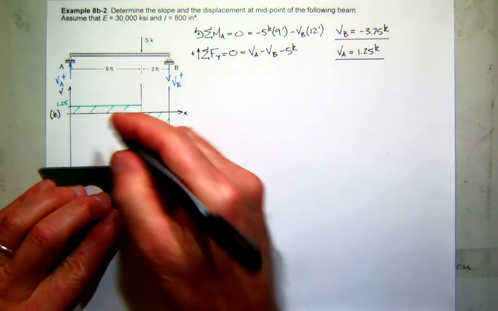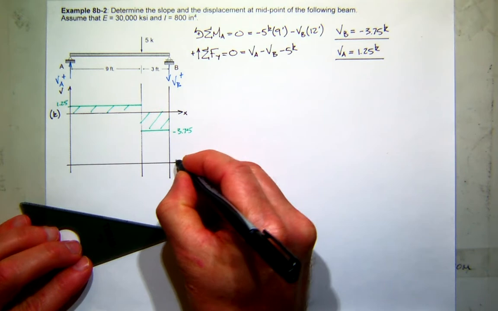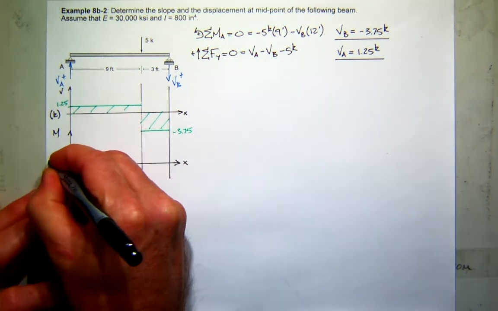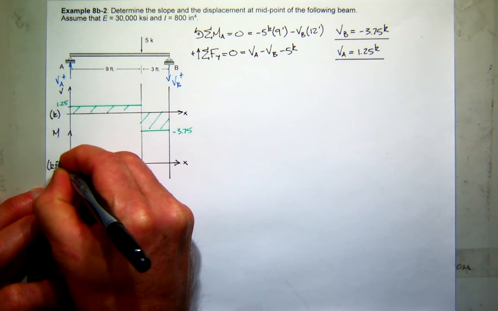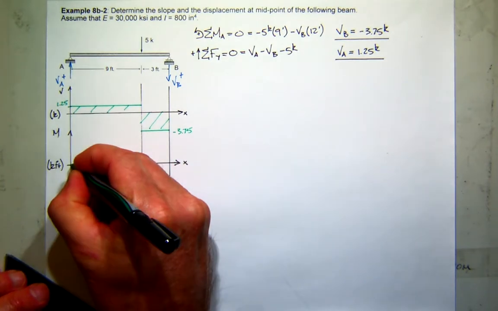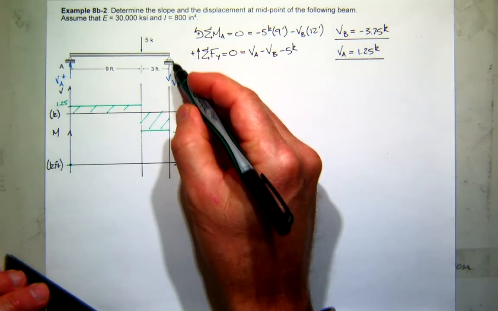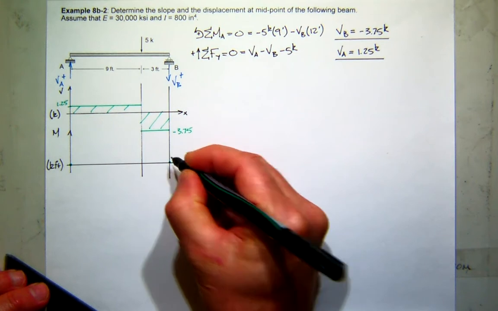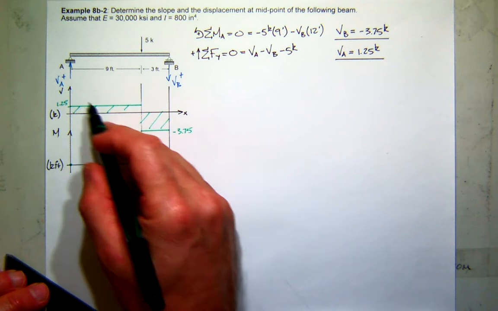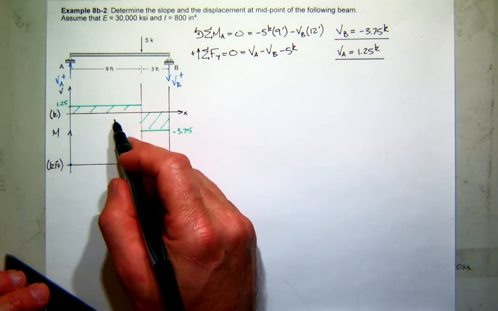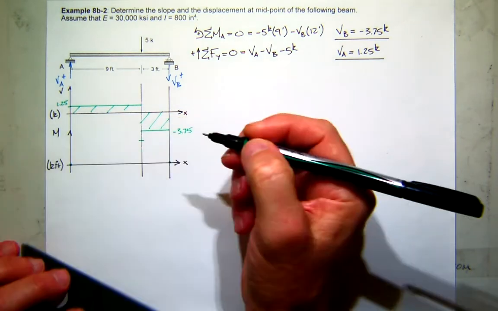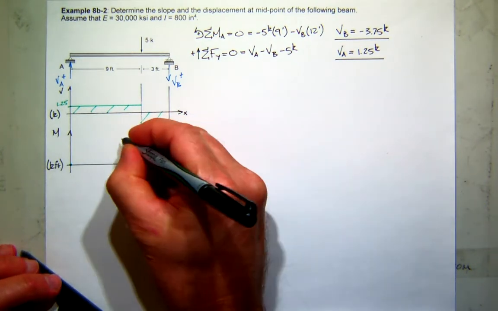So now I can estimate what my moment diagram looks like. Again, positive x, positive moment, and all these will have units of kip feet. So what is the moment at A? It's a pin, so it's 0. What's the moment at B? Also 0. So I know the change in the moment over the first 9 feet is the area under the shear diagram, which is 1.25 times 9. That's a positive area. What's that value? 11.25.